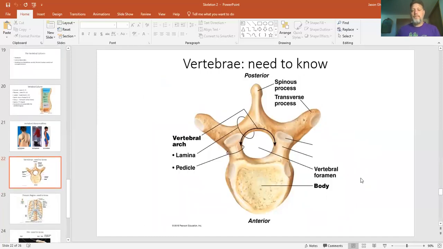Your vertebrae, generic vertebrae here. These are all the parts of a vertebrae that you would need to know. Notice that the pedicle is between the transverse process and the body. The lamina is between the spinous process and the transverse process. People get those confused sometimes. Again, you need to know these for the quizzes and or tests.